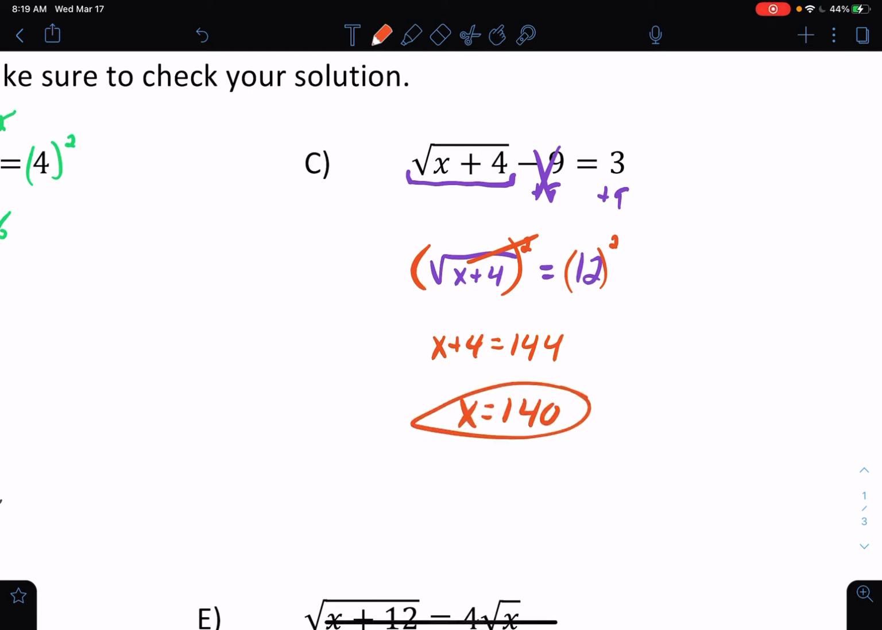Then I'm just going to take that and plug it into my calculator and make sure it works. So 140 plus 4 is 144. Square root of 144 is 12. 12 minus 9 is 3. It works.